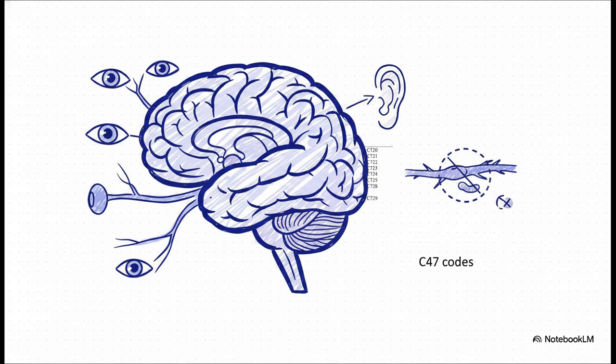Just as a quick side note, benign tumors of the peripheral nerves, which are your C47 codes, are not reportable. It absolutely has to be the central nervous system.